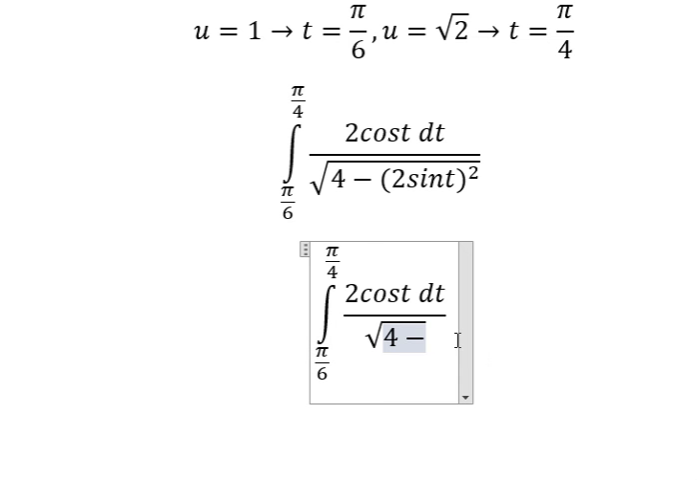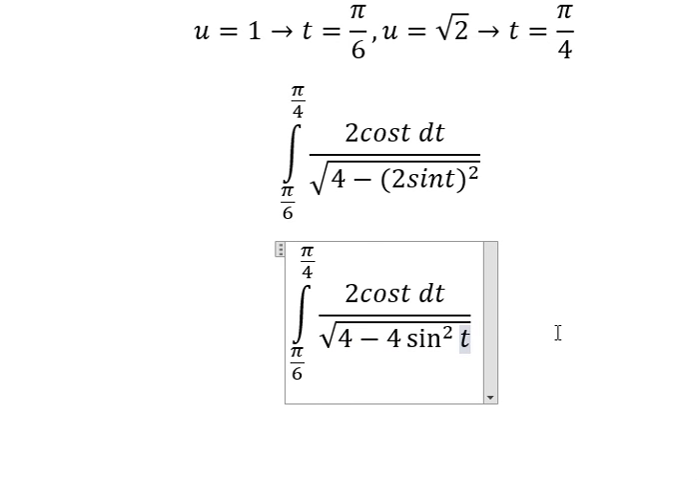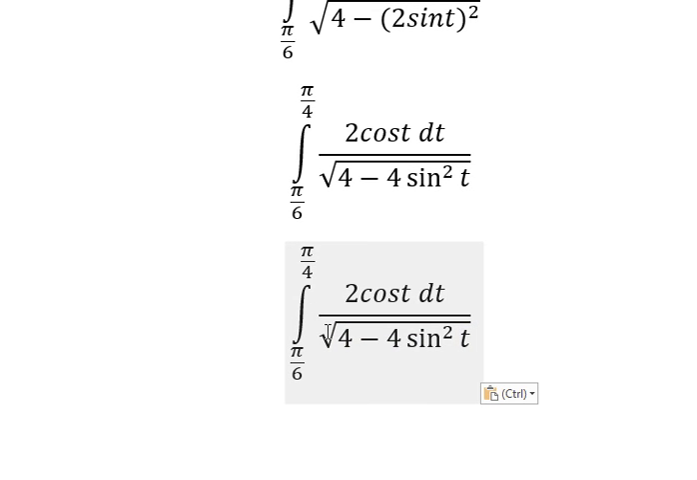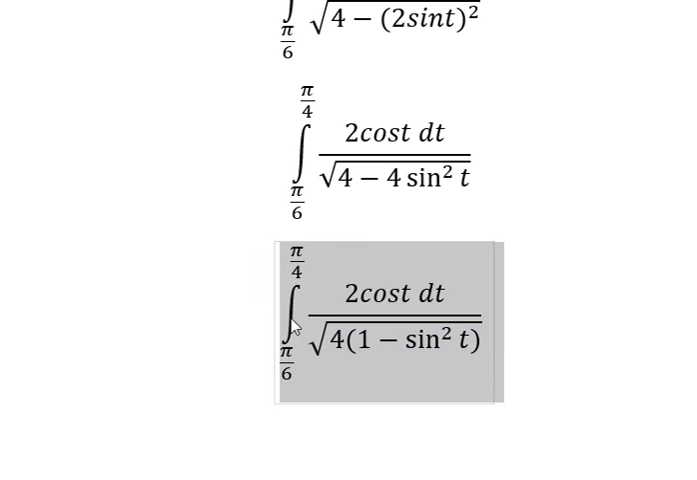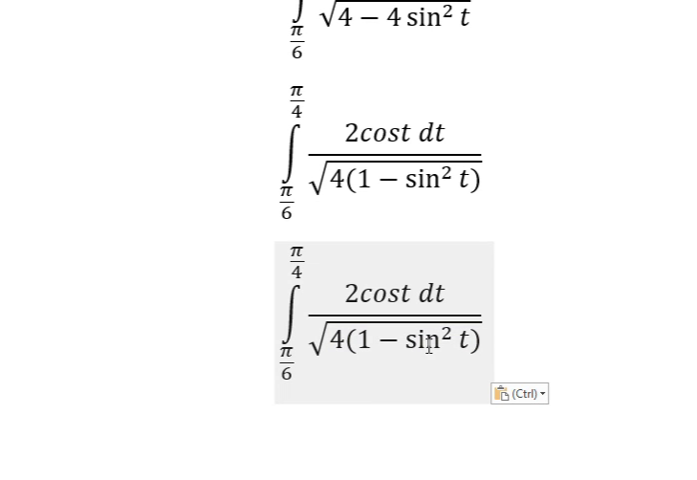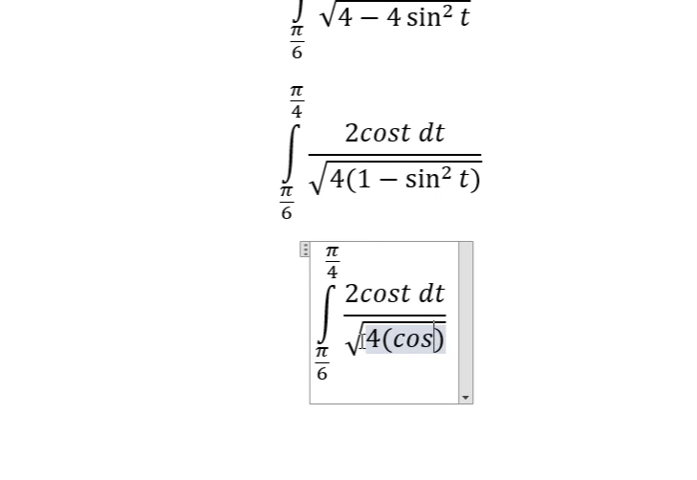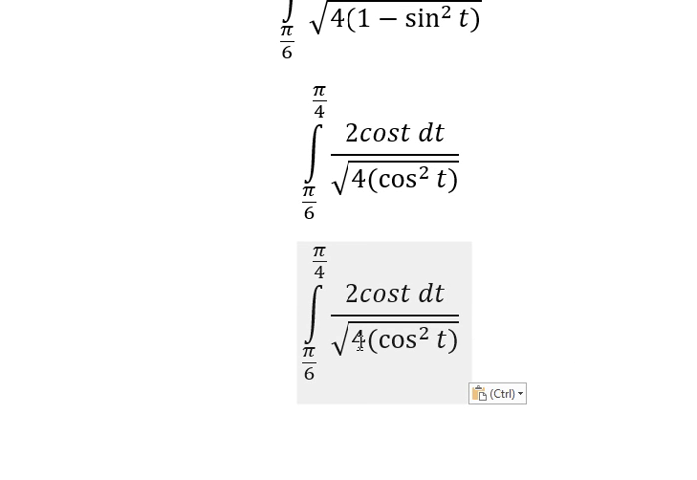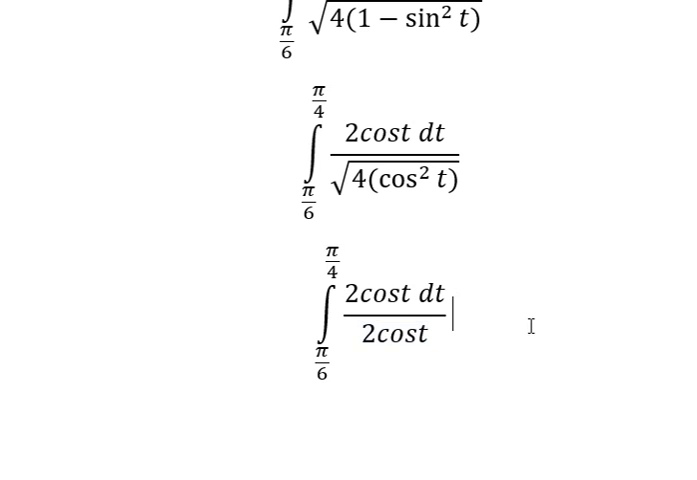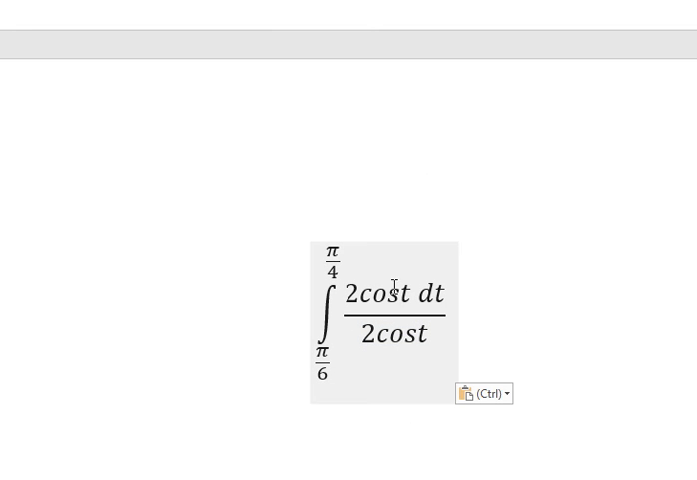This one we have 4 sine t square. 4, we can do factorization. 1 minus sine t square, we change to cosine t square. The square root of 4 cosine t square, we have 2 cosine t. We need to simplify on numerator and denominator.